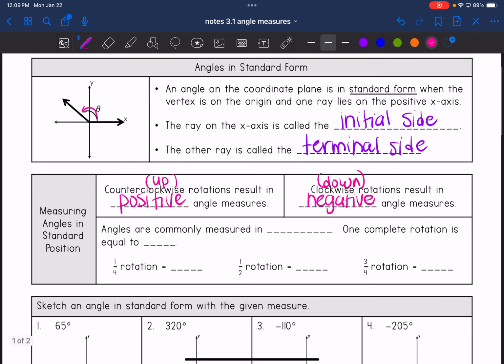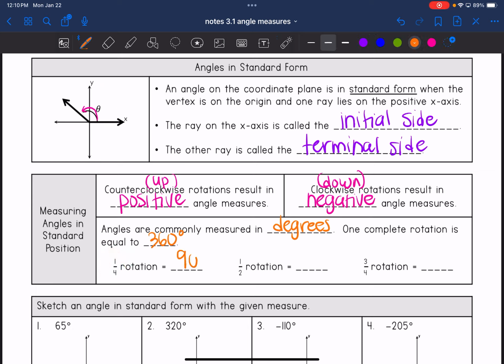Most of the time when we think of angles, we measure them in degrees. So if I were to start there at the positive x-axis and make one full rotation, a complete circle, that is equal to 360 degrees. Now if I were to split this into 4 pieces, so I just want a fourth of a rotation, just up to the y-axis, 360 divided by 4 would be 90 degrees. If I were to do half a rotation, that's 180. And then 3/4 is 270.